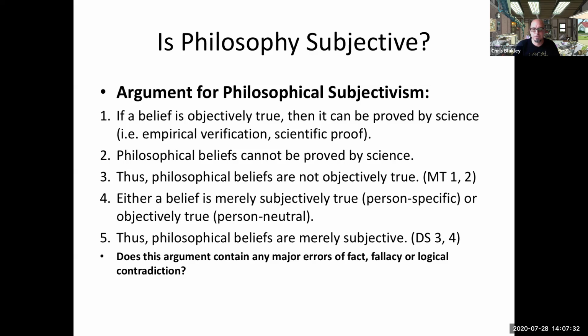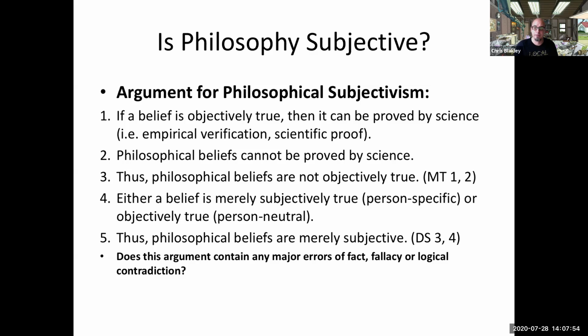Thus, philosophical beliefs are not objectively true. That's a modus tollens argument, right? And then stacking onto that argument is another argument form, disjunctive syllogism. So we use the conclusion of the first stage of the argument. Now that becomes a new premise in the second stage.